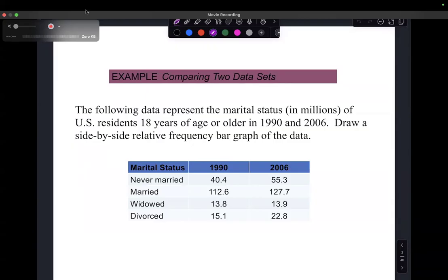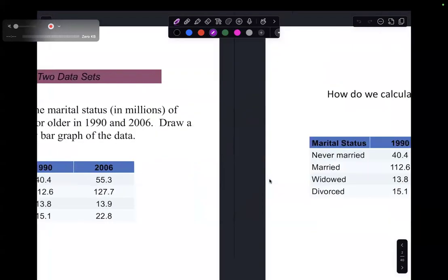So we have the marital status from 1990 and 2006. It's not raw data, but it's not relative frequency either. It's really hard to compare them because our populations aren't the same size, but we can still get a little idea. So we're going to create a side-by-side relative frequency bar graph so that this can be more meaningful, because right here I can't see percents. It looks like in 2006 so many more are married and so many more are also never married. So by numbers, yes, but let's take a look at what percents tell us.